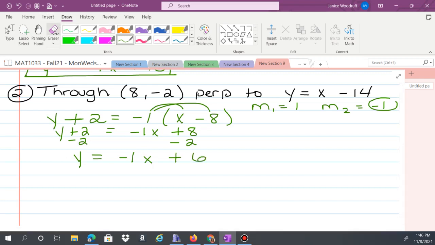And we don't really need to write the 1, so you could write it like that. But you could write the 1 if you want. So -x plus 6.